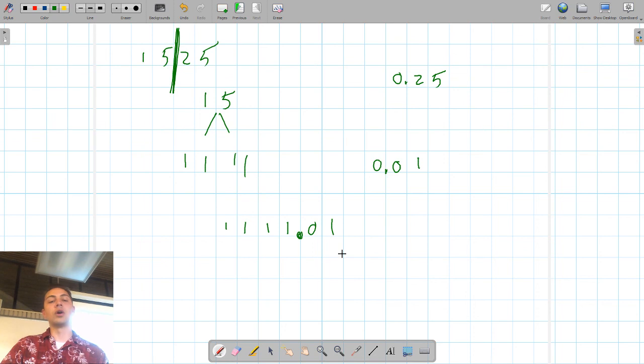You don't keep that 0 as part of your number. Okay, you add them. So you take 1111 plus 0.01, and you end up with 1111.01. All right. Like that. Conversion between bases. Yeah, we're looking good.